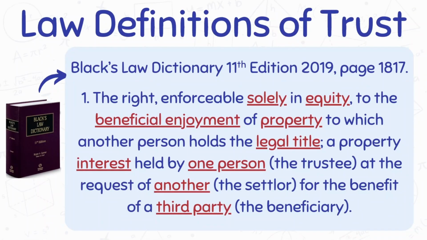The next one is 1. The right enforceable solely in equity to the beneficial enjoyment of property, to which another person holds the legal title. A property interest held by one person, the trustee, at the request of another, the settlor, for the benefit of a third party, the beneficiary. So notice this time I've highlighted some words including solely in equity, beneficial enjoyment, interest, person, and also third party. Again, keep all of these in mind as we move throughout this presentation.